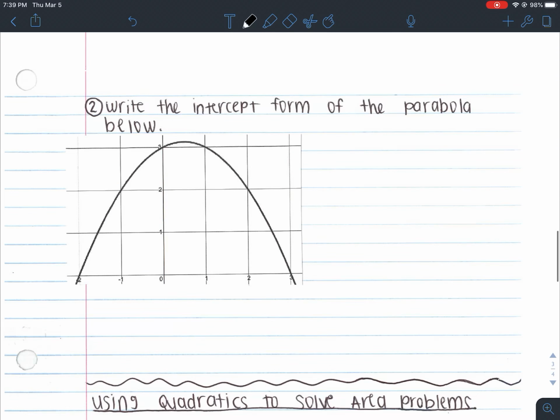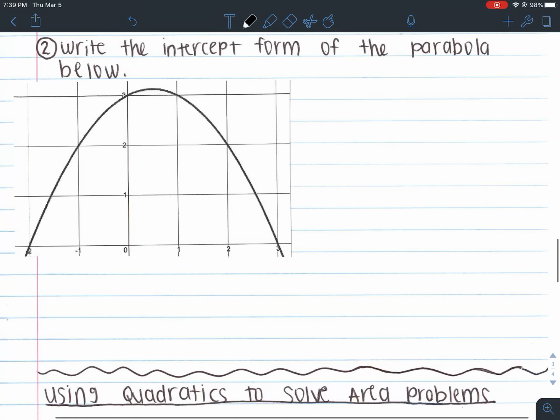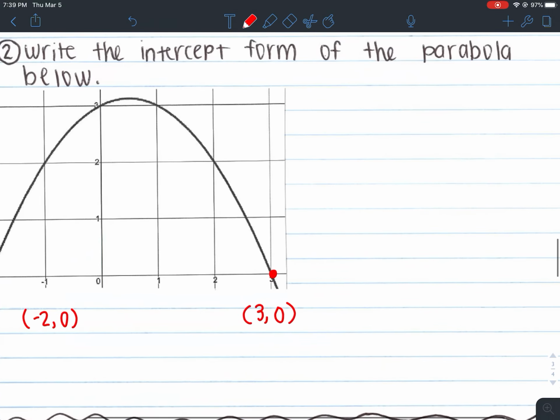All right. Now moving on, we're going to practice again with another problem. Now this parabola opens down, so when I solve for a, my a is probably going to be negative because it opens down. Okay, first step, identify the x-intercepts. So notice this is where 0, 0 is, so that means that this is my x-axis. Well, one of my x-intercepts is at negative 2, 0, and the other x-intercept is at positive 3, 0. Okay, so I identified my x-intercepts.